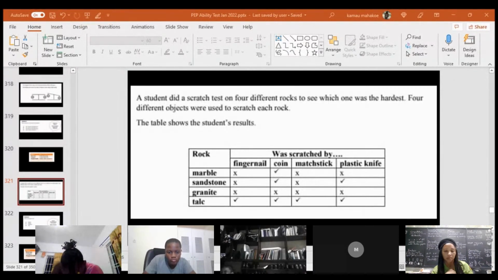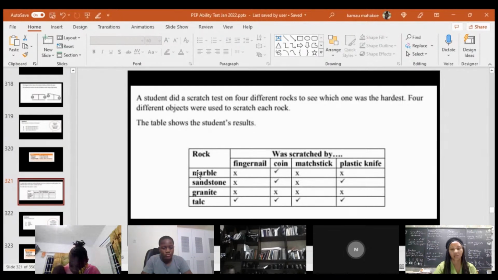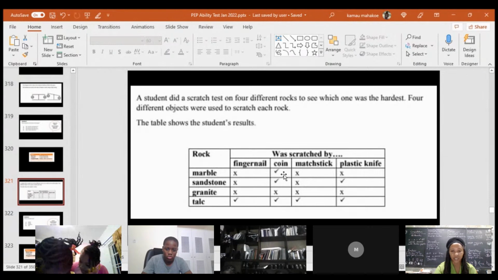Marble, sandstone, granite, and talc. All right, so let's examine the table for a little while. So we have four types of rock: marble, sandstone, granite, talc, and each rock was scratched by the fingernail, a coin, matchstick, plastic knife. So the tick means they were scratched by these items, and the X means the rock could not be scratched.